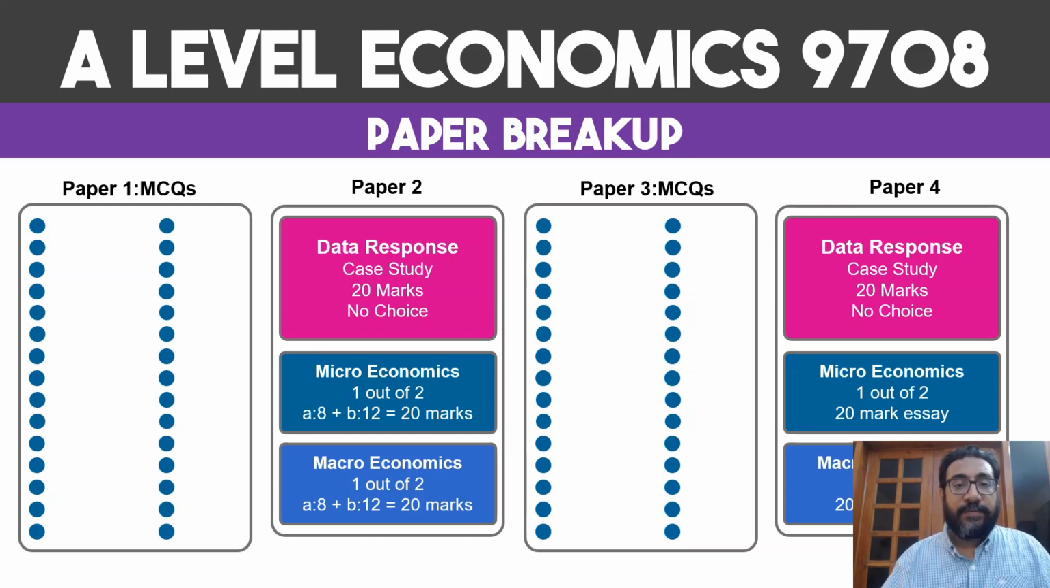थोड़ा सा visually मैं आपको explain कर दूं कि how do the papers look like. So the paper 1 will have 30 MCQs. That's why the dot, the 15 on one side and 15 on other. Paper 2 will be divided into 3 sections.